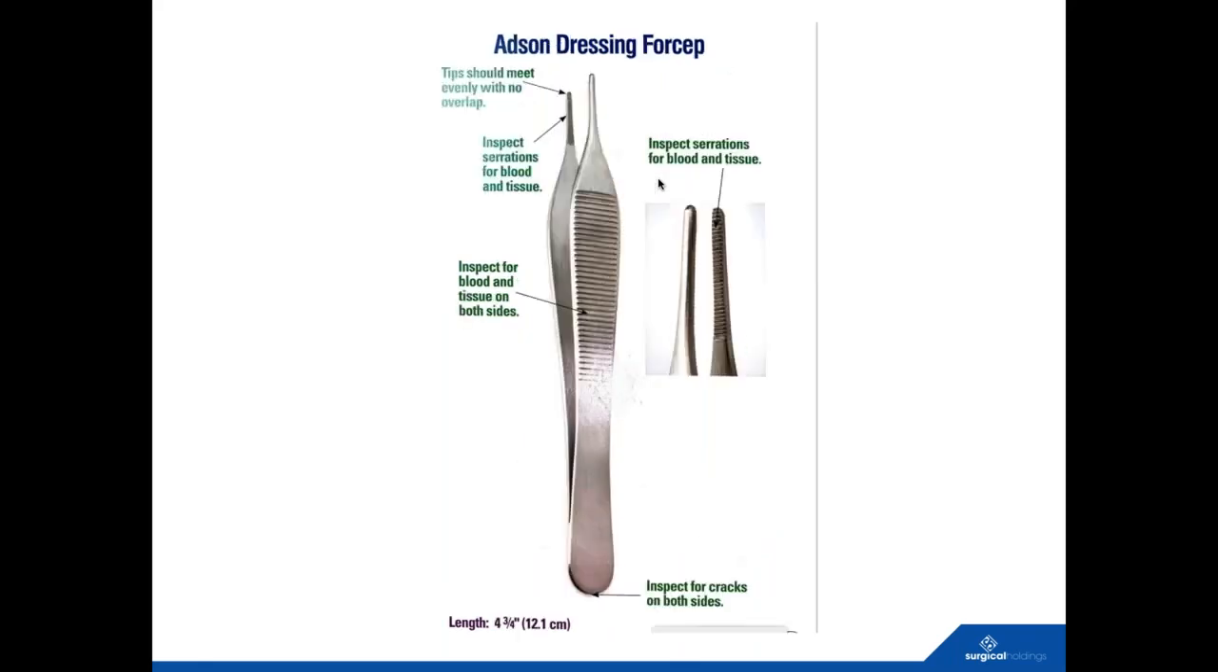Add and dressing forceps. Again, it's really all about making sure the condition of the instrument is acceptable. Make sure there are no cracks, no rust. I think quite often on things like the dressing forceps, at the back where they're riveted, over time you might get cracks, so it's looking out for that as well.